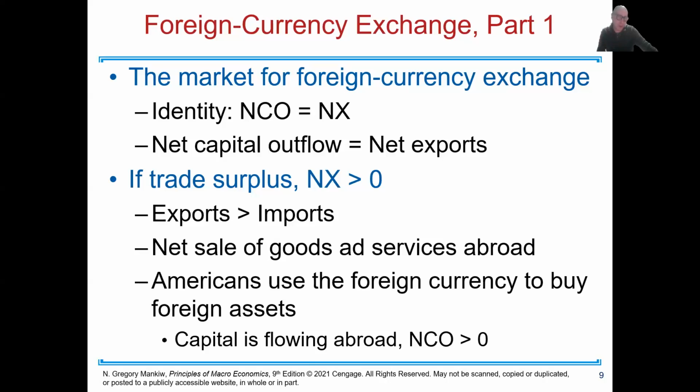When there's a trade surplus, the net exports are greater than zero. Makes perfect sense. Sending stuff out of the country is greater than zero. Net exports, yep. That's a trade surplus. This occurs when, of course, your exports are greater than your imports. You have a trade surplus. This also means that the sale of goods and services are made abroad, and that Americans use the foreign currency to buy foreign assets. Travel, basically, yeah.